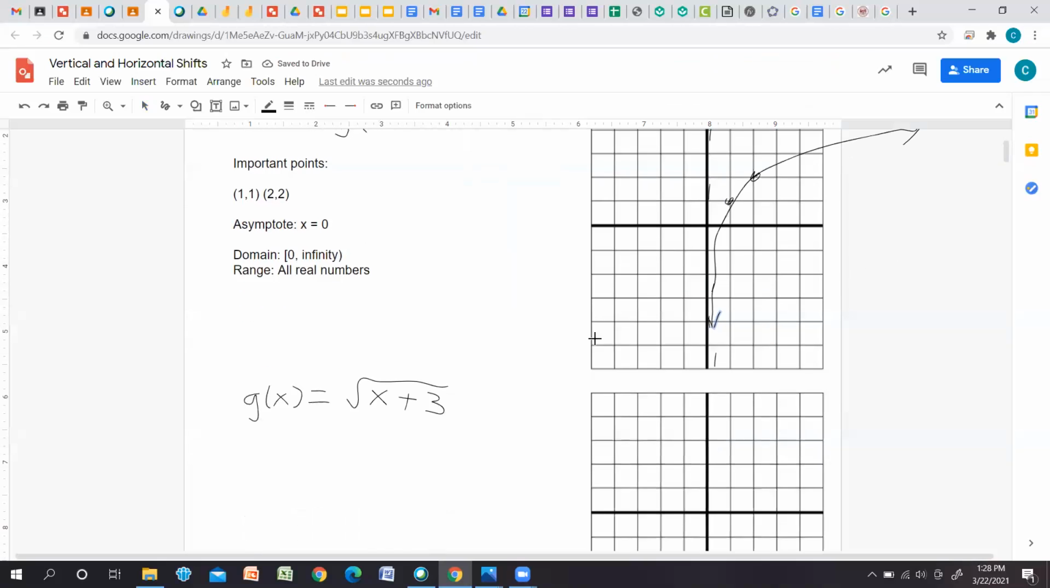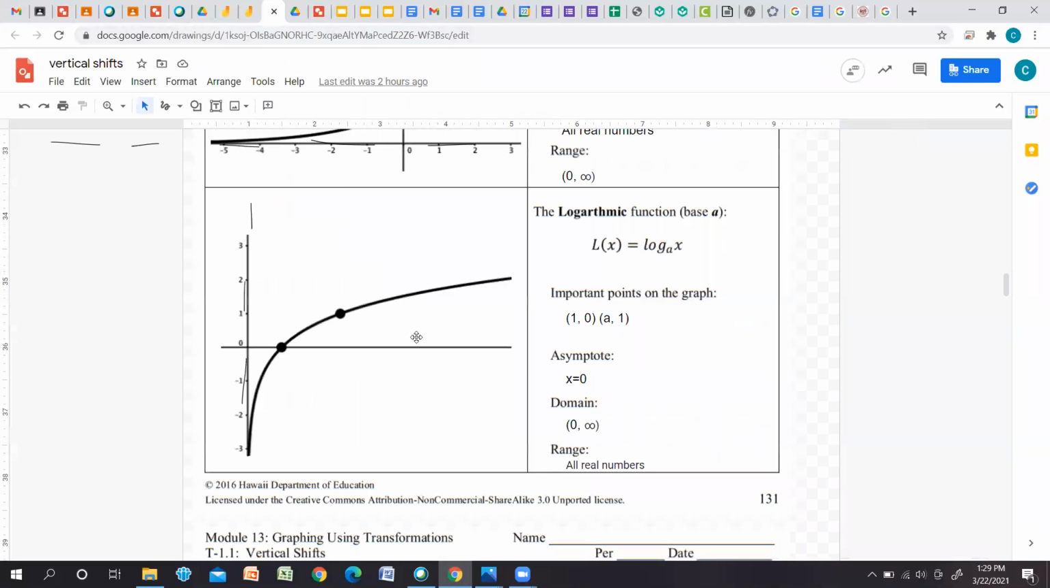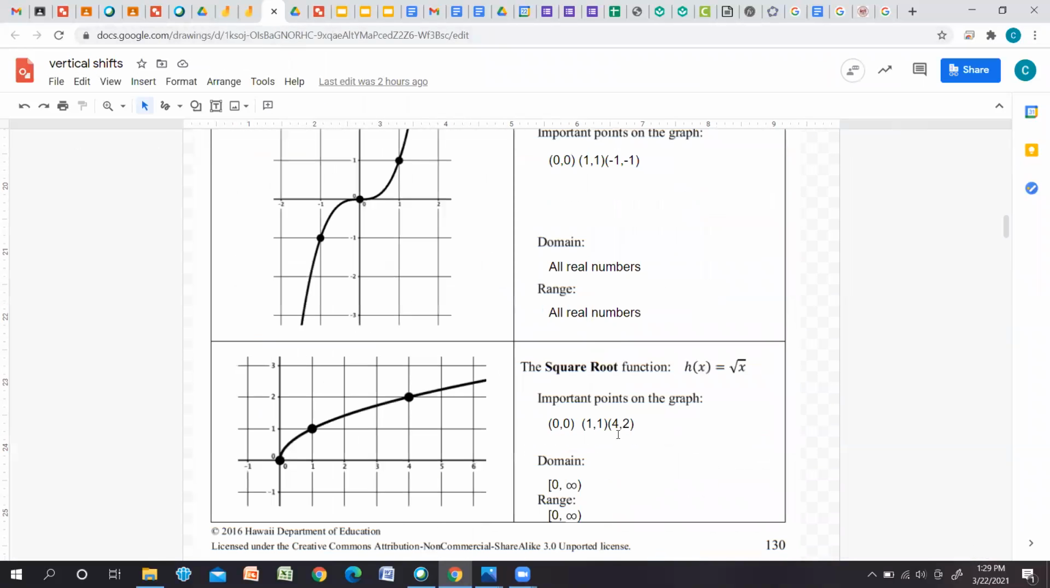Now for the horizontal shift. Remember it's in the opposite direction than you'd assume. Since it's plus 3, you shift to the left 3, so you subtract 3 from the x values. Again, I check the parent function. For square root, I take these points: 0, 0, 1, 1, 4, 2. I'm going to subtract 3 from the x values. Same thing with the domain: I'm going to subtract 3 from the domain values.